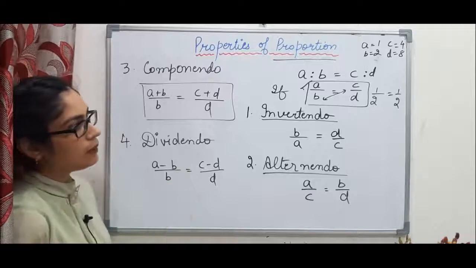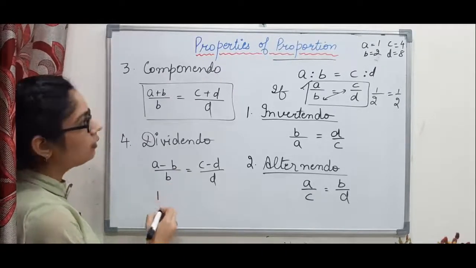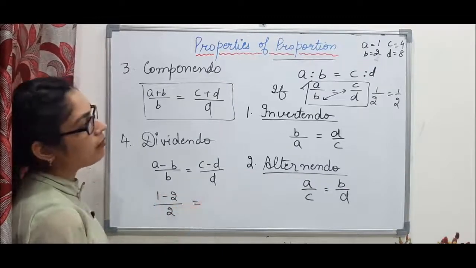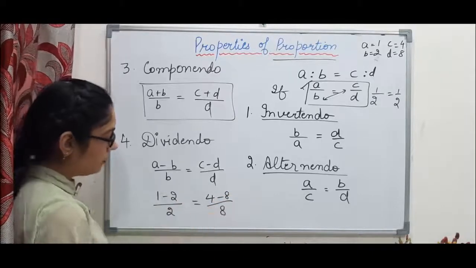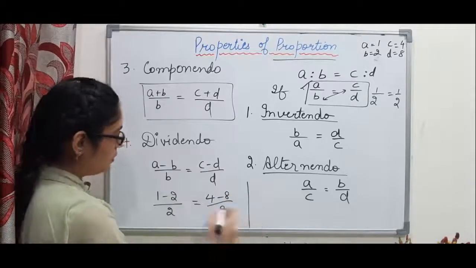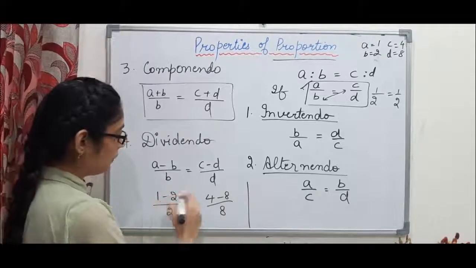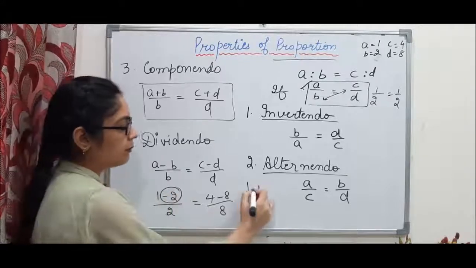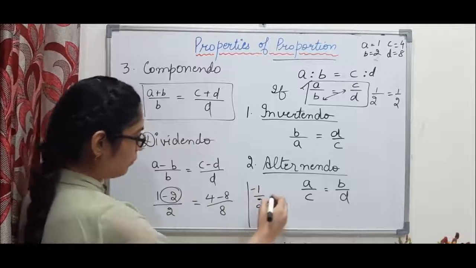See, A and B I have assumed as 1 and 2. So 1 minus 2 by 2, and C I have assumed as 4, so 4 minus 8 by 8. 1 minus 2 is minus, and the sign is with the greater number, so it will be 2 minus 1, 1 with a minus sign. So that means minus 1 by 2.